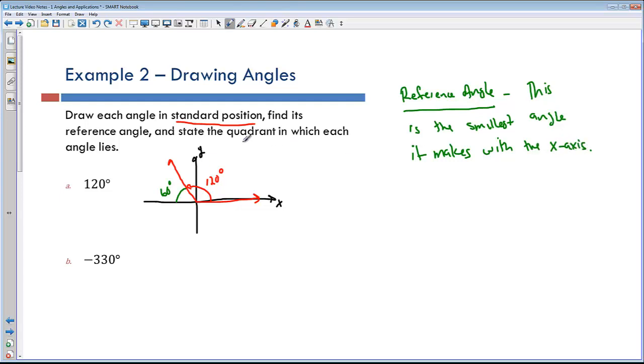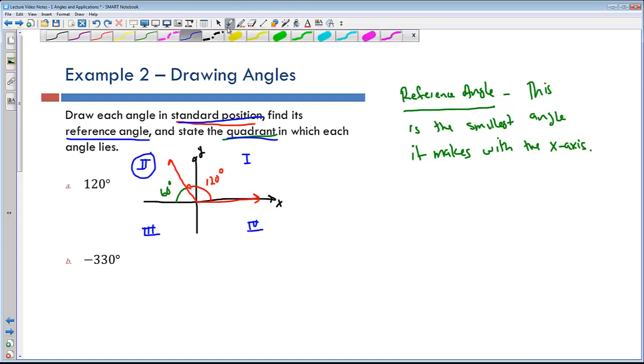And then what quadrant is it in? Now, how many quadrants do you have? So remember, you have 4 quadrants. You can label them. There's quadrant 1, there's quadrant 2, there's quadrant 3, and there's quadrant 4. And so this lies in quadrant 2. And so we did all 3 parts. We drew the angle in standard position. We found its reference angle. And we said it's in quadrant 2.